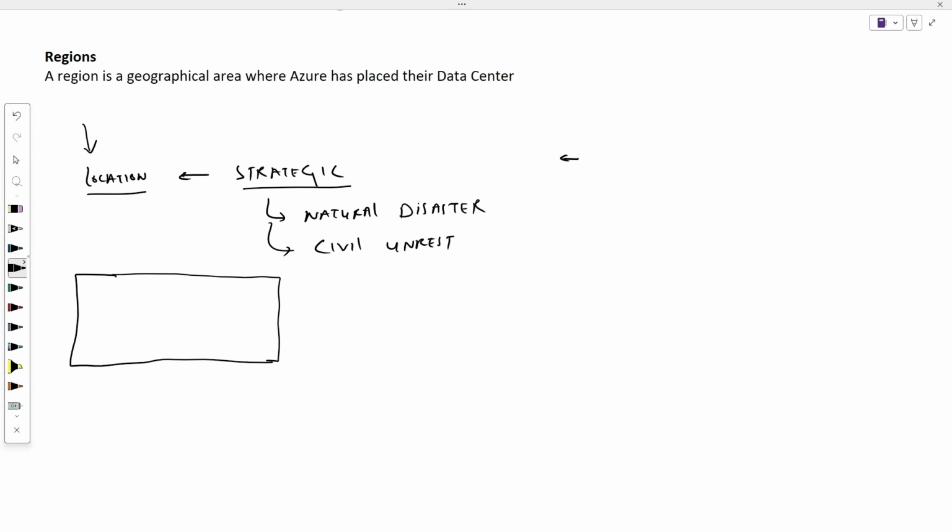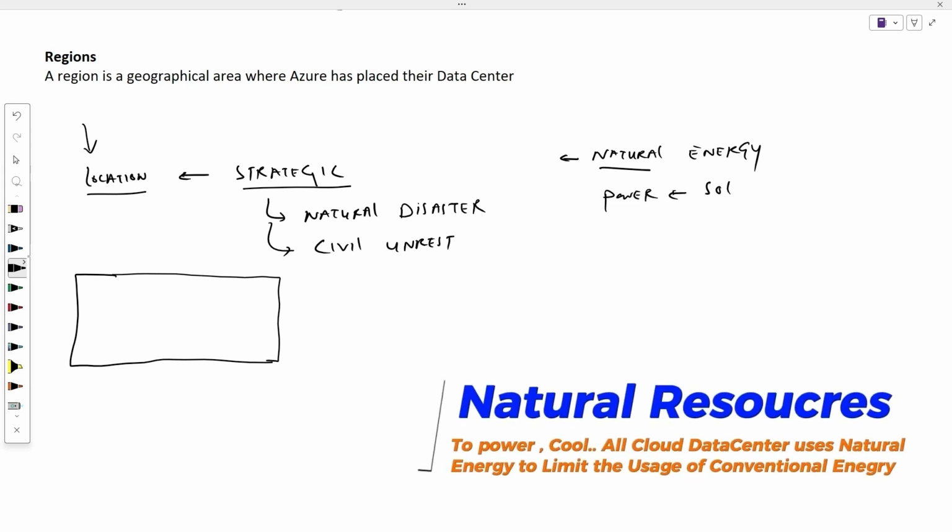One more important point to consider is they use natural resources as much as possible to power up their data center and cool their data center. They use natural resources for the energy to power up, like solar, wind and water. So they use the natural resources to power up their data center and cool the data center.